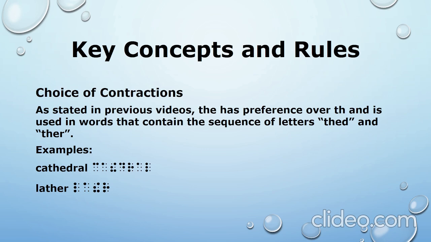So let's take some examples here. We have the word cathedral, spelled as C-A-T-H-E-D-R-A-L. So we have there in the middle of the word cathedral the letters THED. If you notice, we can actually contract ED, but since we can save more cells in using the contraction for THE, then we go and use the contraction for THE. So that should be written cathedral, CA, the contraction for THE, and letter D, RAL.